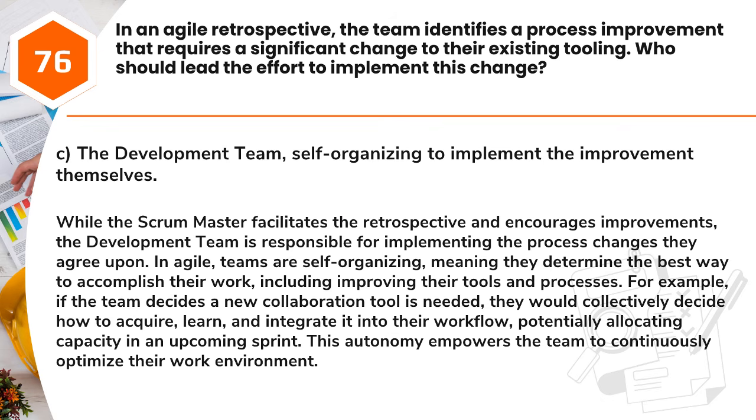their tools and processes. For example, if the team decides a new collaboration tool is needed, they would collectively decide how to acquire, learn, and integrate it into their workflow, potentially allocating capacity in an upcoming sprint. This autonomy empowers the team to continuously optimize their work environment.